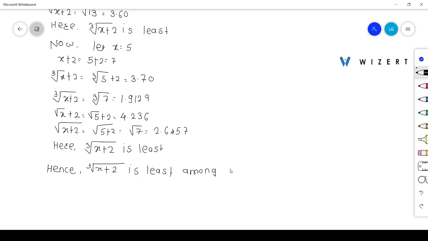among x plus 2, cube root of x plus 2, cube root of x plus 2, then square root of x plus 2 and square root of x plus 2. Hence our correct option is option B.